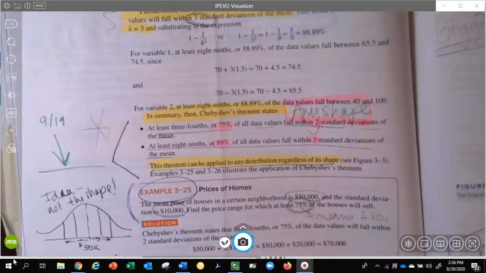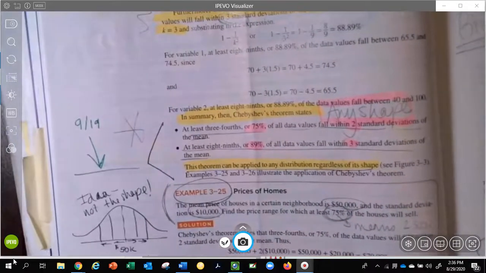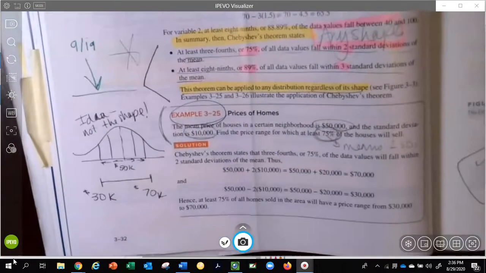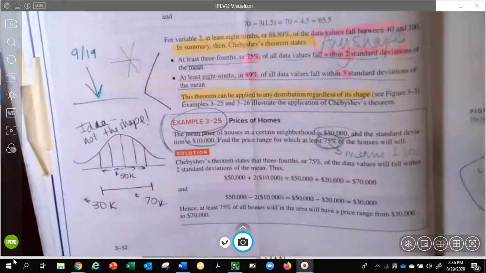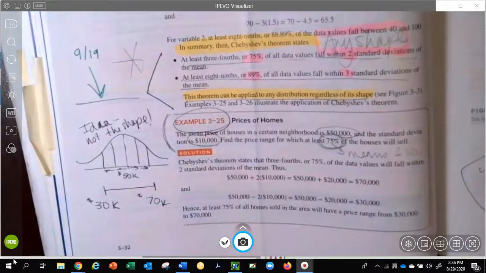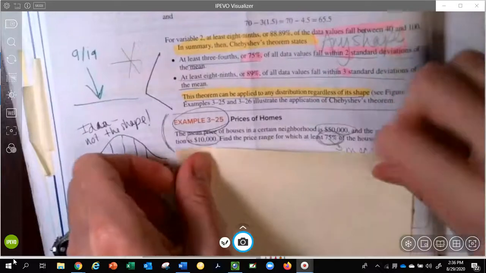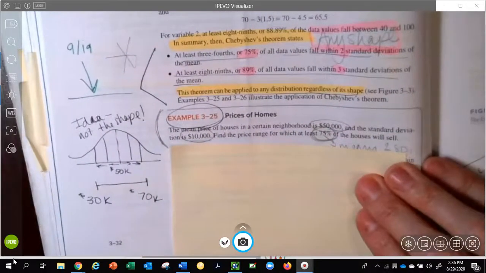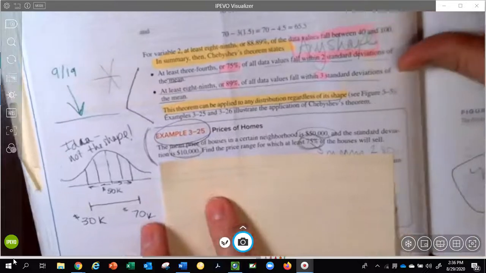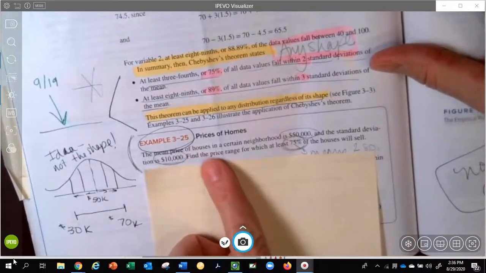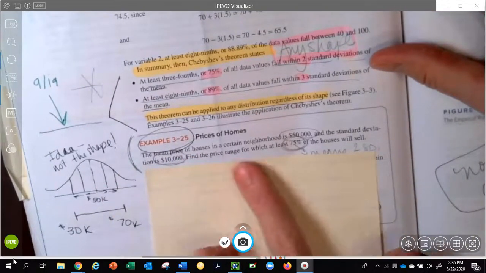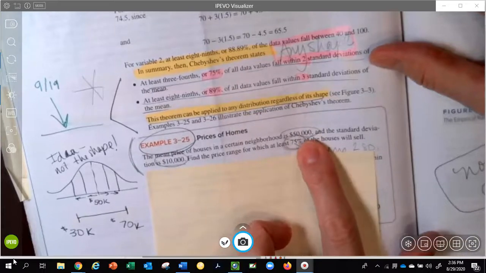I think I've said everything I wanted to say, and I've skipped the stuff I want to skip, but what I do want to look at is this example. When you get to this example, I would follow through with me, and then I would go back by yourself, cover up the problem itself, and do it by yourself. So let's start with the by yourself part, kind of. The mean price of houses in a certain neighborhood is 50,000.